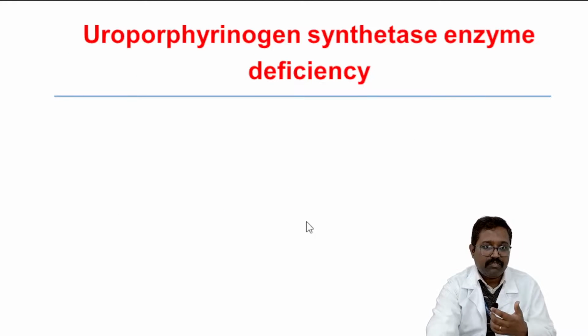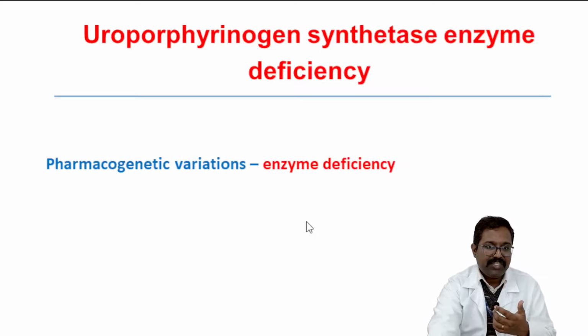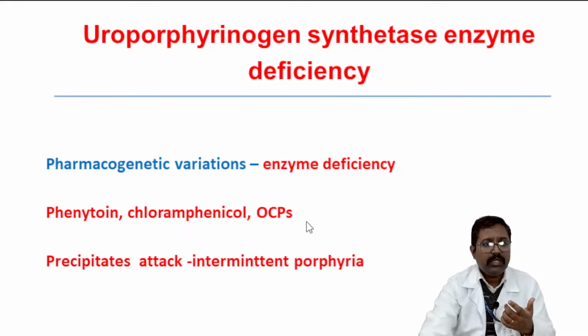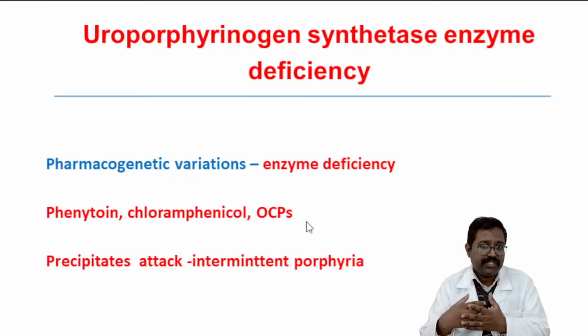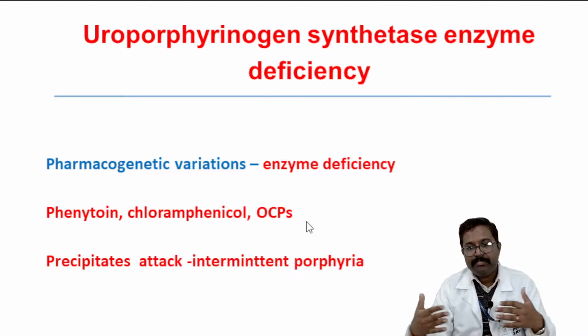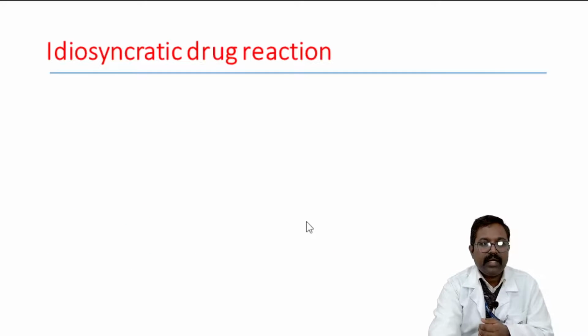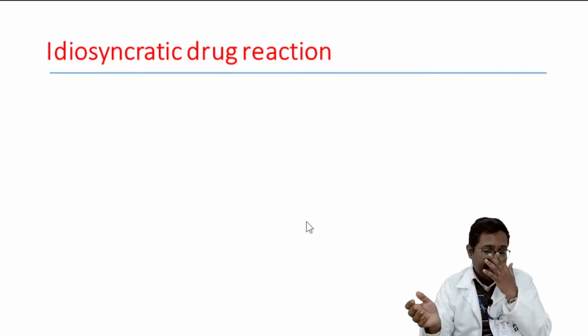Next we have uroporphyrinogen synthetase enzyme deficiency. This enzyme deficiency will lead to an increase in the concentration of porphyrins, and drugs like phenytoin, chloramphenicol and oral contraceptive pills will precipitate acute intermittent porphyria. And next, coming to the idiosyncratic reaction.